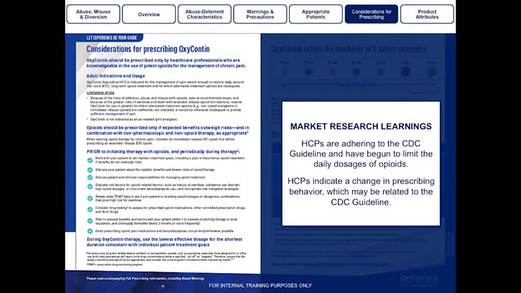Market research has shown us that HCPs are adhering to the CDC guideline and have begun to limit the daily dosages of opioids. HCPs indicate a change in prescribing behavior, which may be related to the CDC guideline. Purdue's perspective is that the recommendations listed on this spread are consistent with established standards of medical care, would not pose increased risk to patients, and are likely to improve the benefit to risk profile for patients.